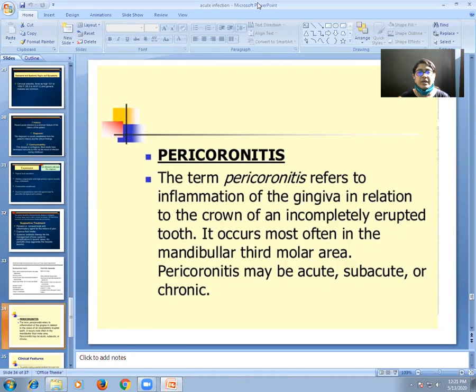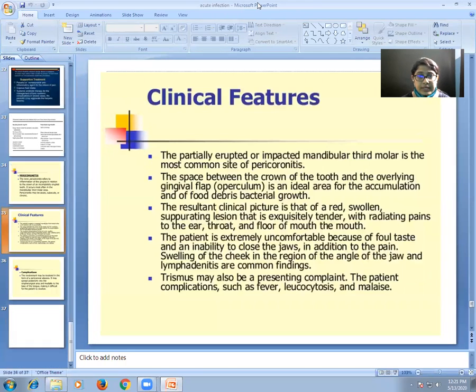What happens during eruption is that if a pericoronal flap is associated with the mandibular molars, food accumulates under this flap, which results in inflammation of that area, which results in pericoronitis. There are different clinical features of pericoronitis. First, a partially erupted or impacted mandibular third molar is the most common site of pericoronitis.